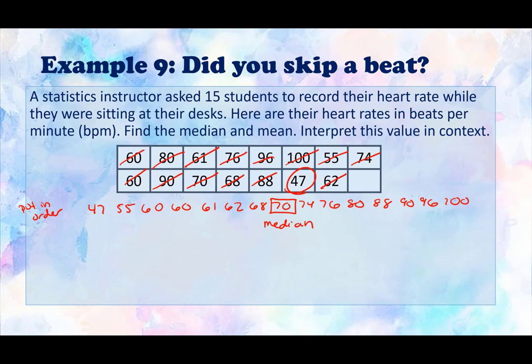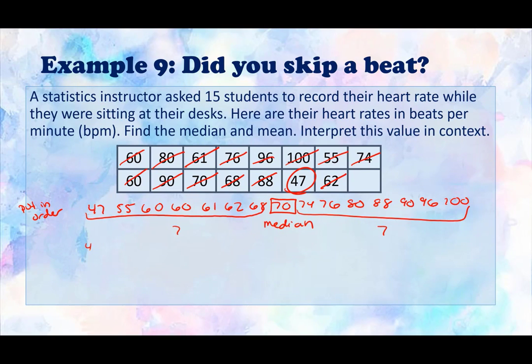Okay, and that means that there's going to be 7 over here and 7 over here. So that's directly right in the middle. Now to find mean, what we're actually going to do is add all of these numbers up and then divide by 15. So we're going to add all of these numbers up.